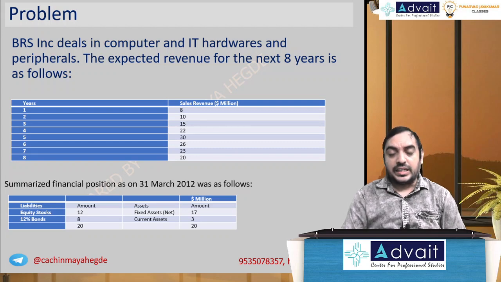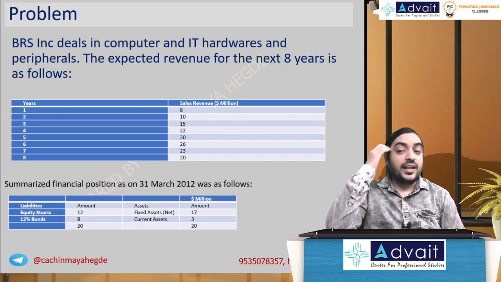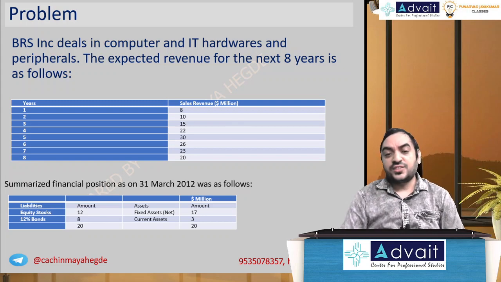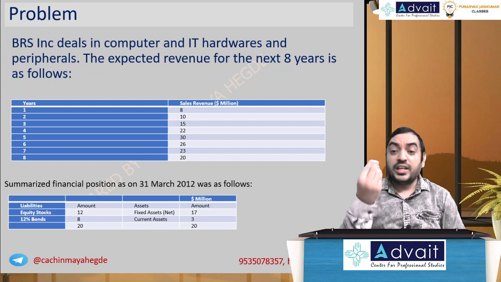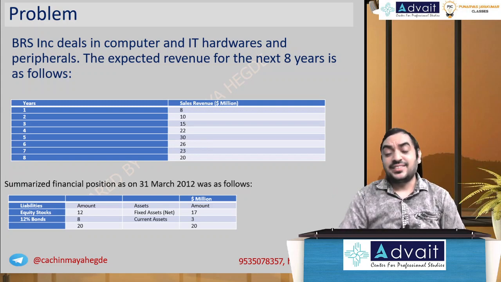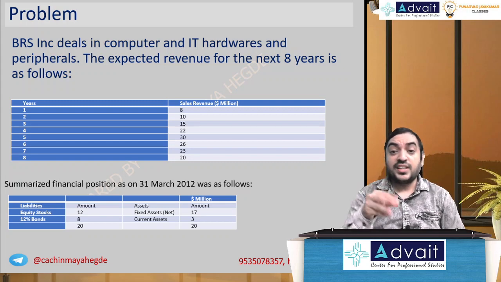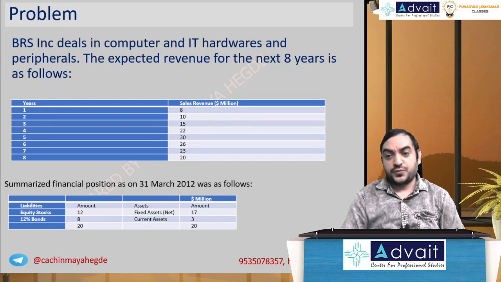BRS Inc deals in computer and IT hardware and peripherals. Expected revenue for the next 8 years is as follows. So we don't have to compute revenue for every year by sales growth. They have only given the estimated sales directly. The growth percentage need not be applied. The financial position summarized on 31st March 2012 was as follows: equity stocks, bonds, fixed assets, current assets.